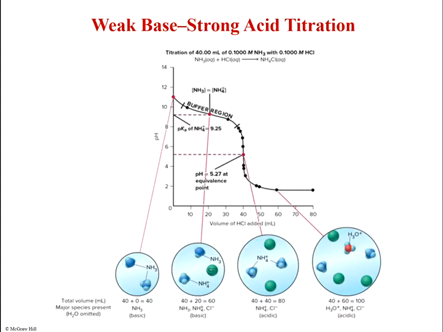Let's look at the reverse. Now let's take a weak base and titrate with a strong acid. Initially, our pH is above 7 because we have a weak base. As we add strong acid, that converts our weak base into weak acid, creating a buffer. We have a weak acid-weak base pair. Once we reach equivalence, all of the weak base has been converted into weak acid, so our pH is below 7. As we go past the equivalence point, the strong acid takes over.